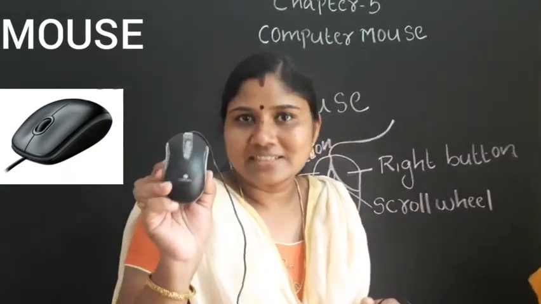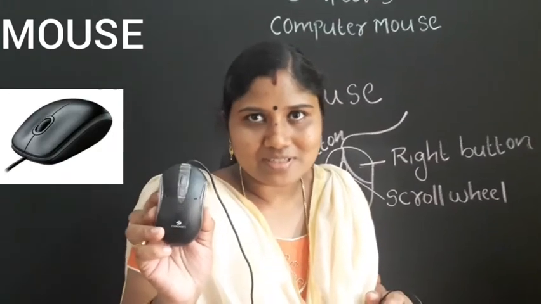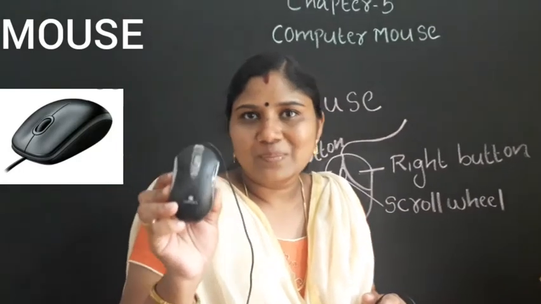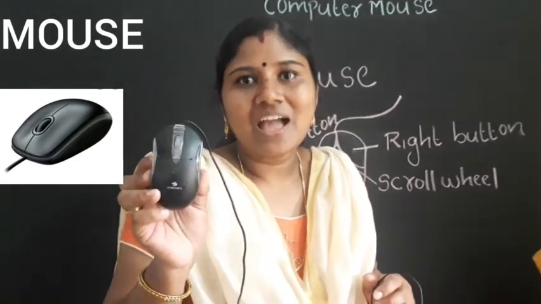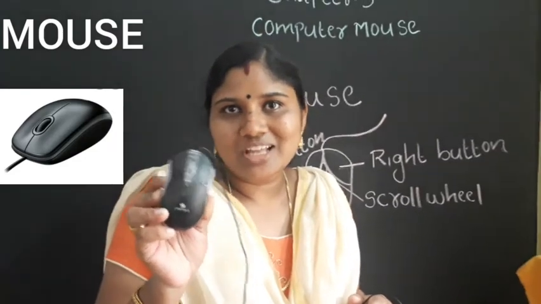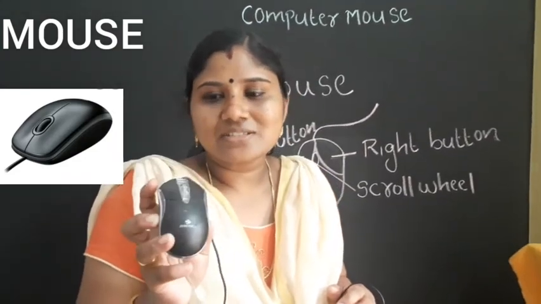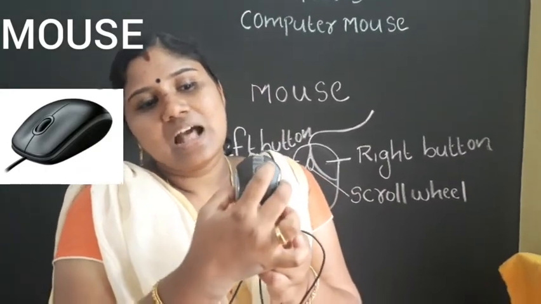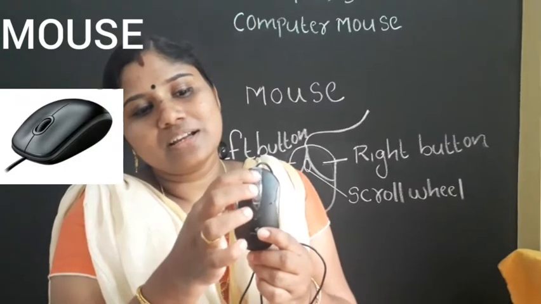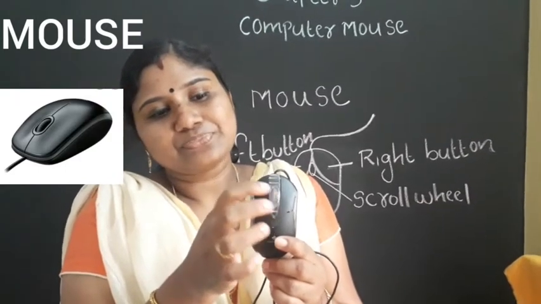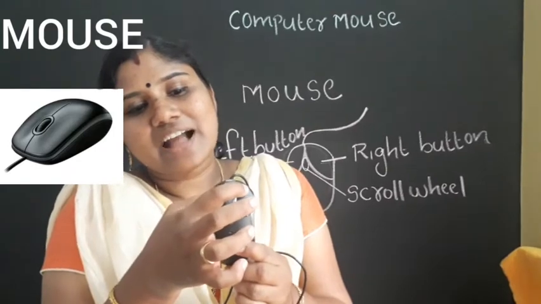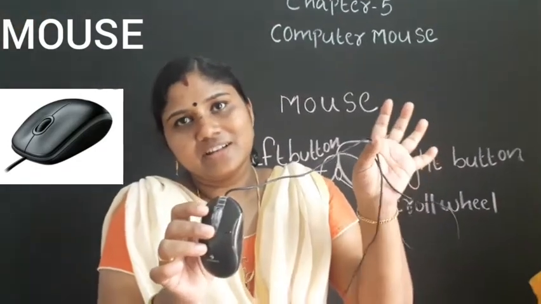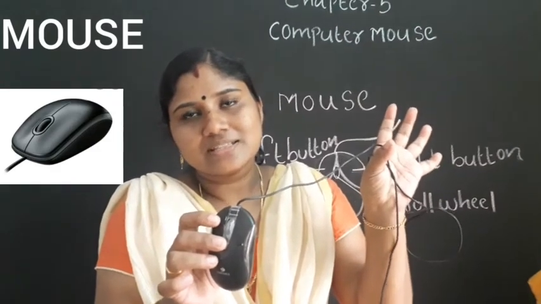What is this? This is a computer mouse. This is the important part of the computer. The shape of mouse is oval and a wire is connected to the CPU. The mouse consists of two buttons. One is the left button and the other is the right button. This is called the scroll wheel. Okay. Left button, right button and a scroll wheel. This is the wire. This is used to connect to the CPU.